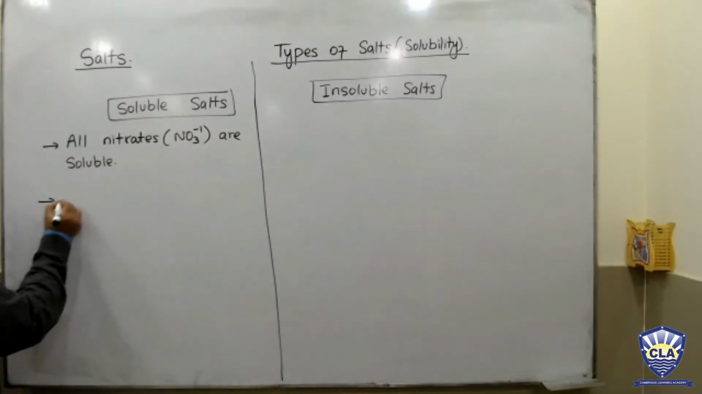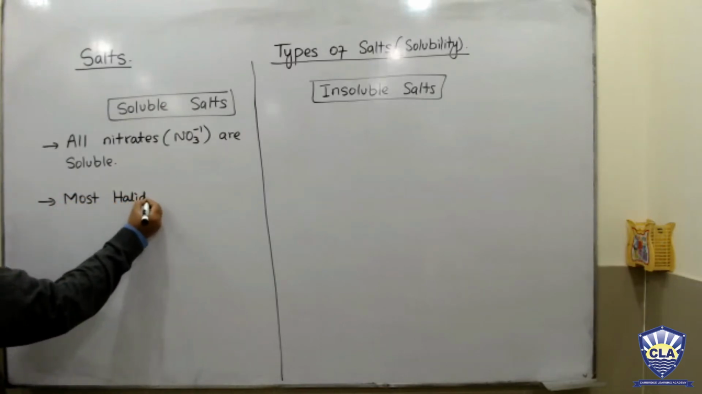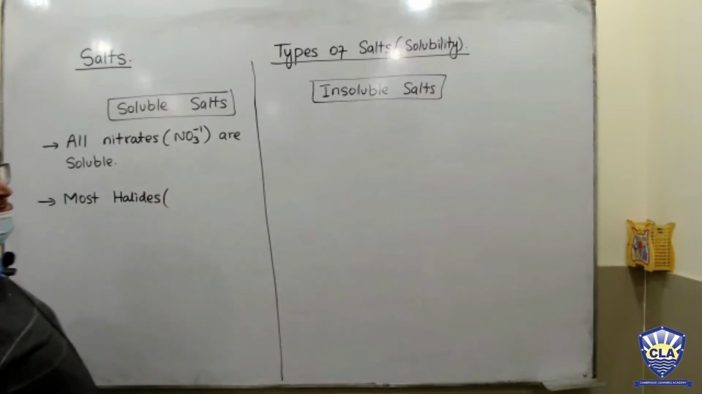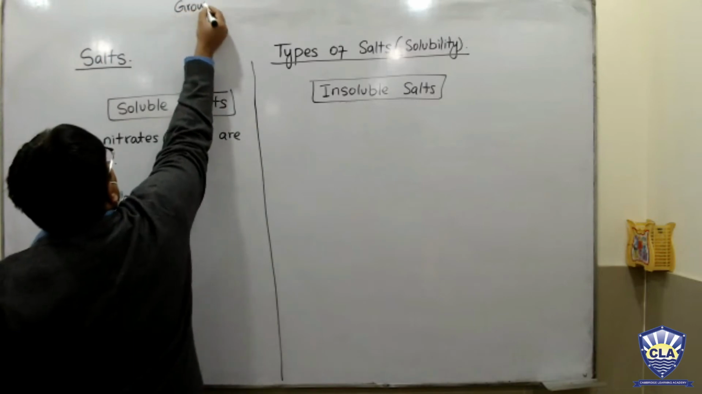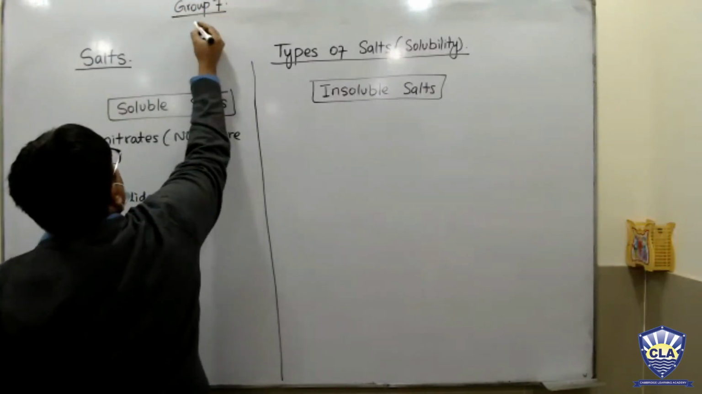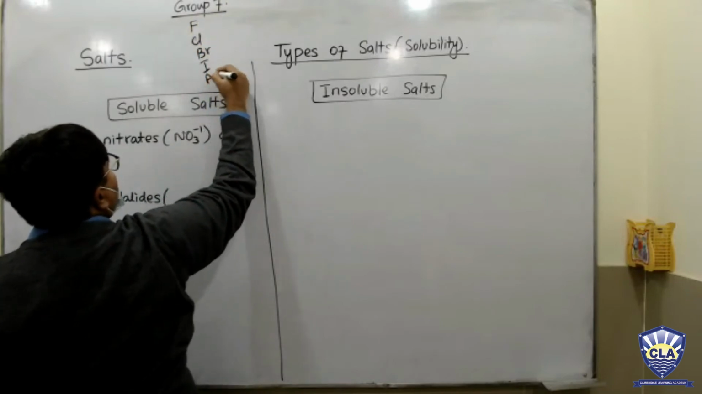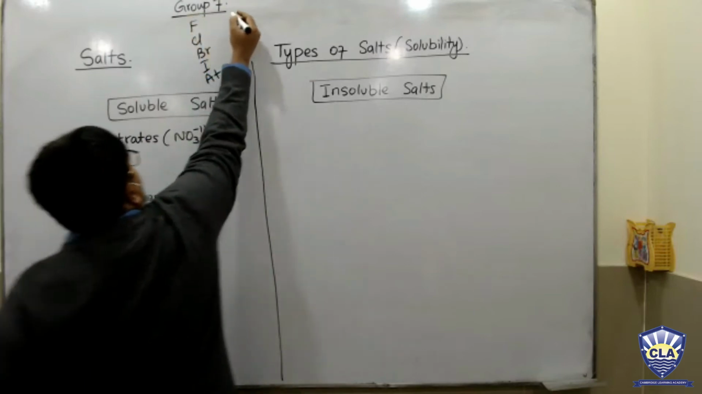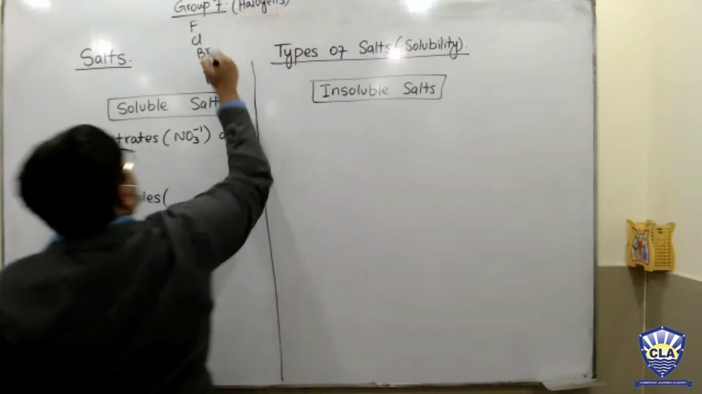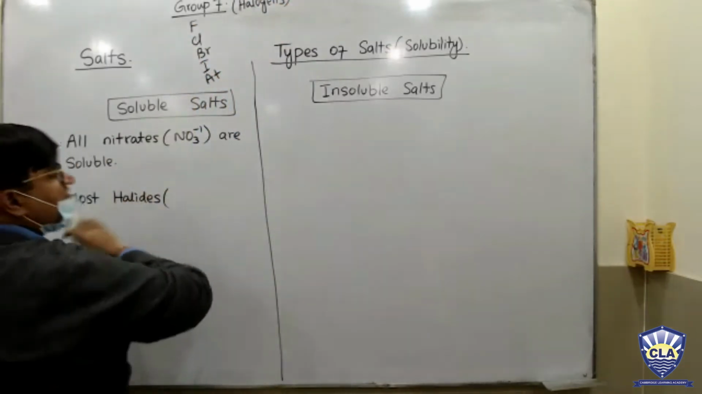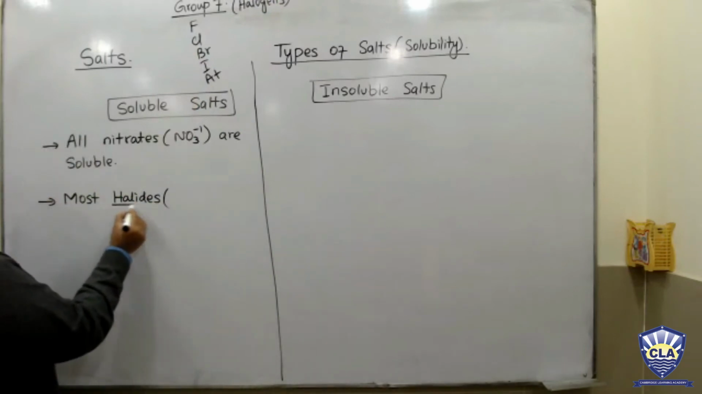The second thing, most halides. What is meant by the word halides? Just listen carefully. In your periodic table you have group 7. Group 7 elements are fluorine, chlorine, bromine, iodine, and astatine. Group 7 elements are called the halogens. If these halogens are present in any salt, these salts are called the halides.